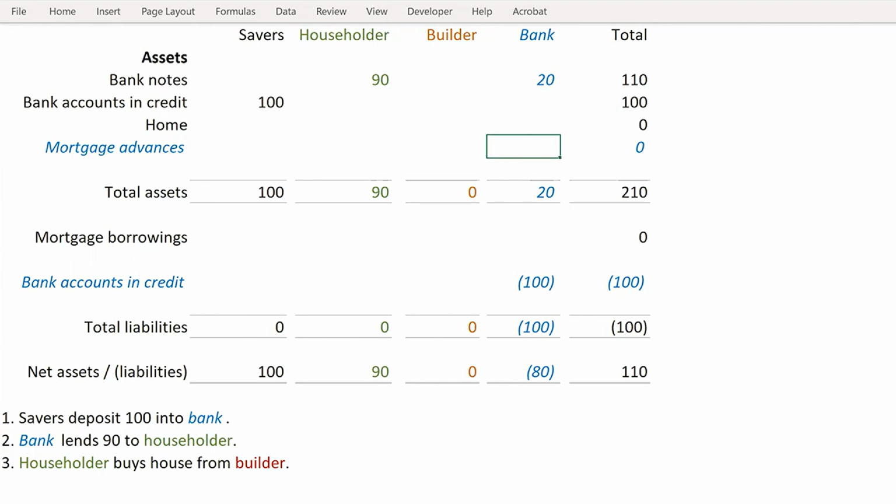So from the bank's point of view, it's got an asset, and it's the advance made to the householder, 90. And the householder has a borrowing, the mortgage loan. The householder borrowed 90 and is holding that in cash.